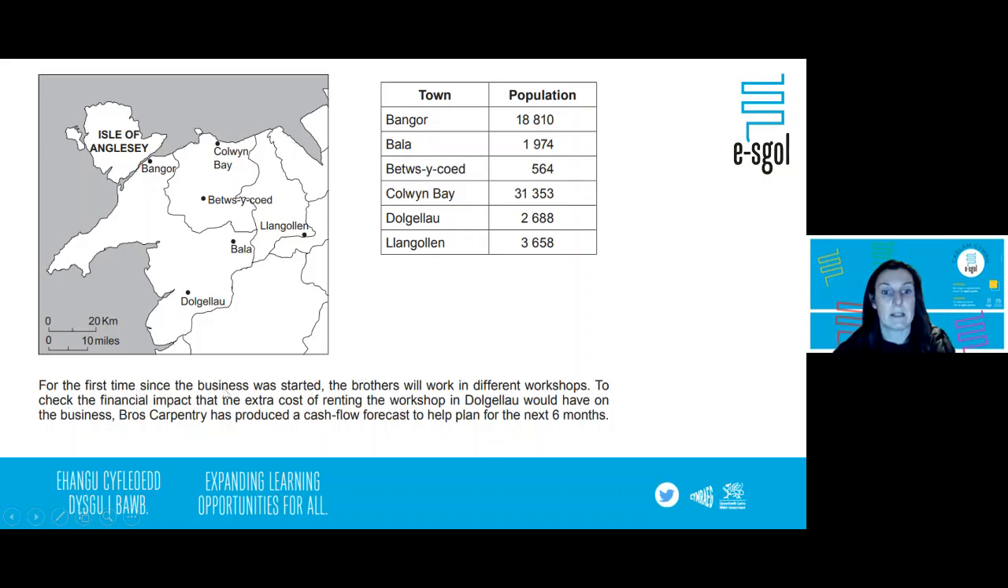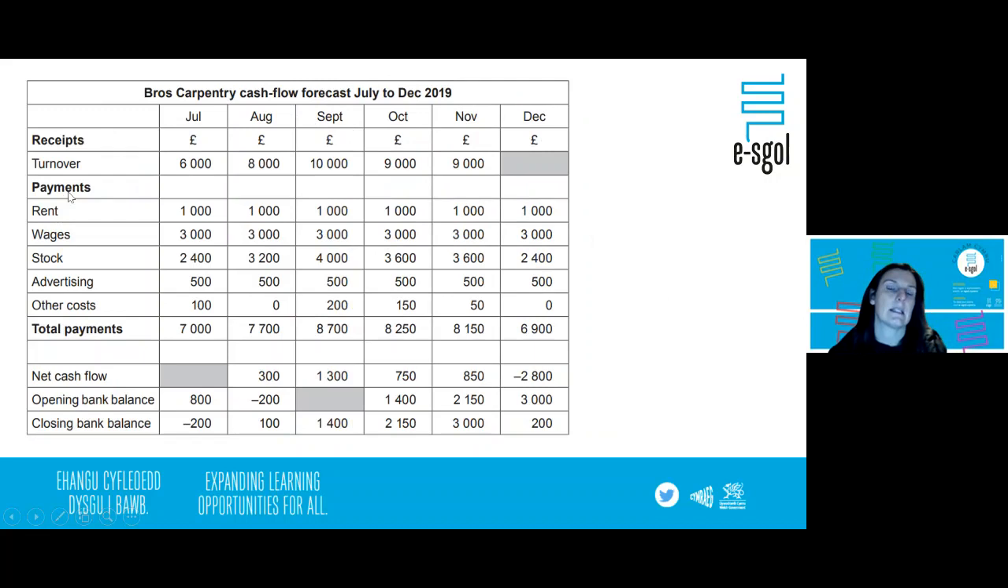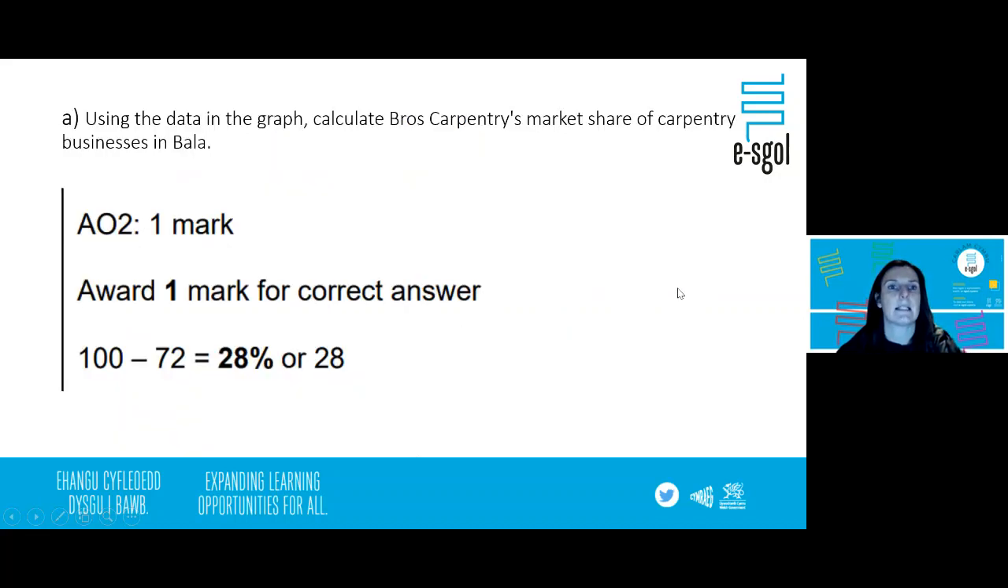For the first time since the business was started, the brothers will work in different workshops to check the financial impact that the extra cost of renting the workshop in Dolgellau would have on the business. Brose Carpentry has produced a cash flow forecast to help plan for the next 6 months. Okay, so this is your cash flow to find out what turnover is, what the rent and the wages are, how much they've got at the end of the month, etc.